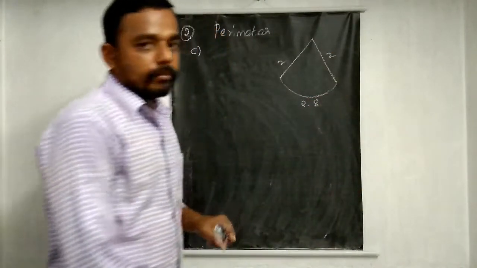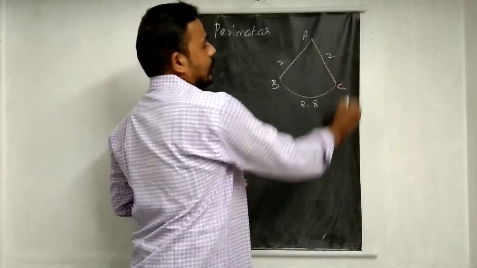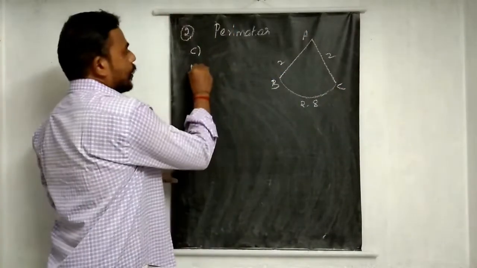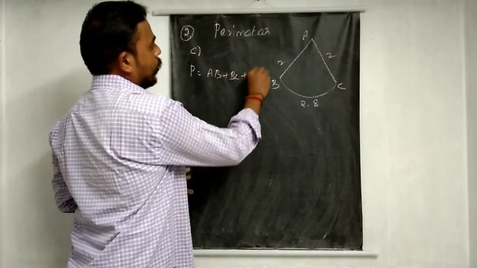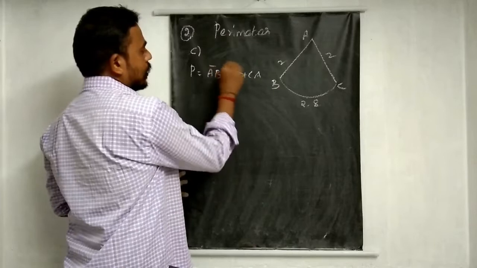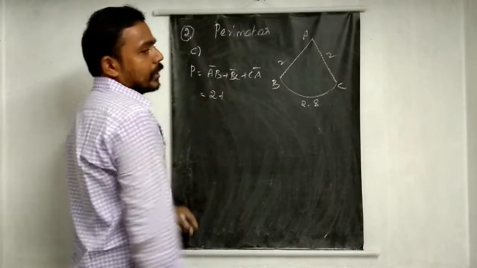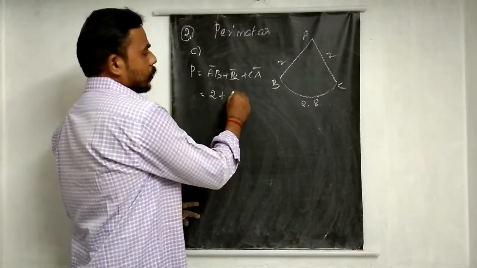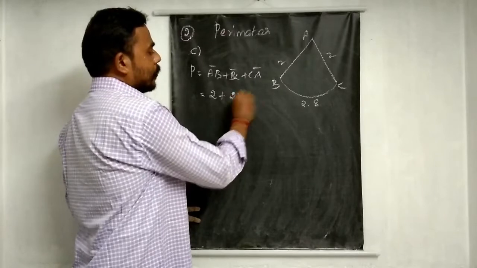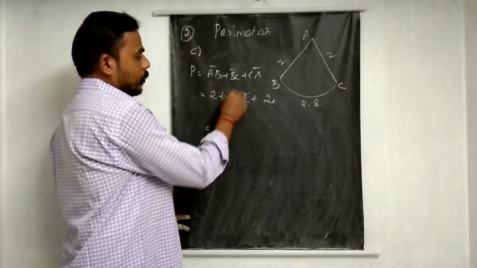2.8. So suppose consider this is A, B, C. So perimeter equal to A to B plus B to C plus C to A. This is the perimeter. A to B is the line, 2 centimeter, plus B to C is the same semicircle perimeter. So 2 pi r divided by 2 plus 2. So 2 plus 2, we can cancel.